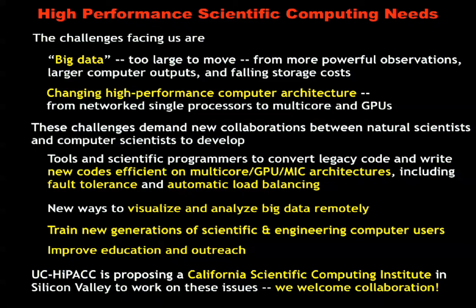And the changing high-performance computer architecture makes it very hard to use our legacy codes and write really good codes that efficiently use these new architectures. And they demand new collaborations between scientists and computer scientists and people in the intermediate zone to develop tools and scientific programmers to convert legacy code and write new codes efficient on multi-core machines with fault tolerance and automatic load balancing, and new ways to visualize and analyze big data remotely.